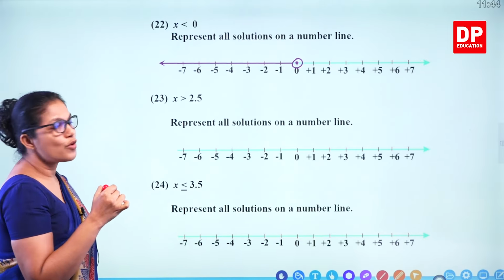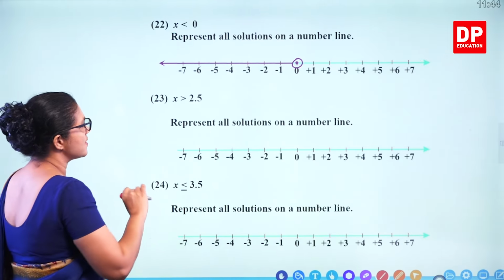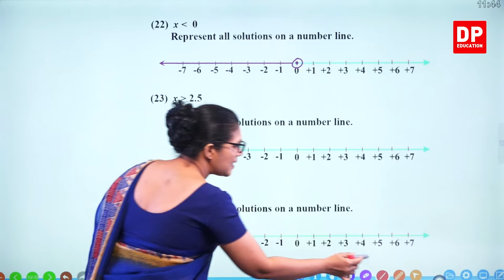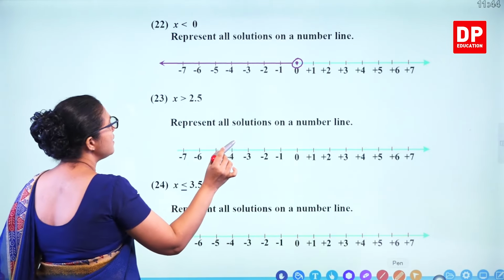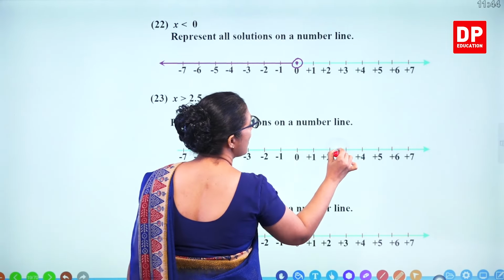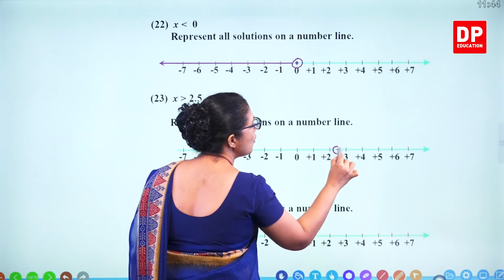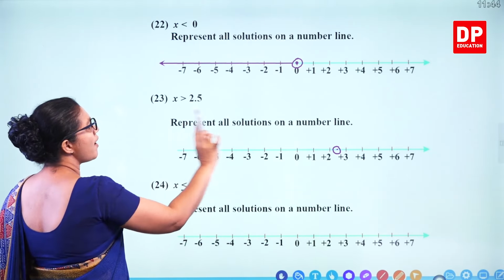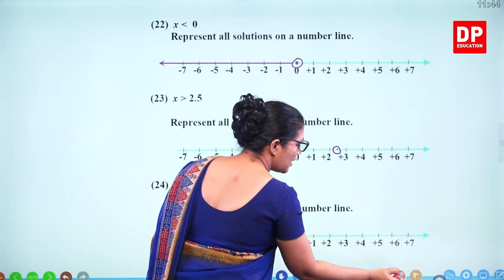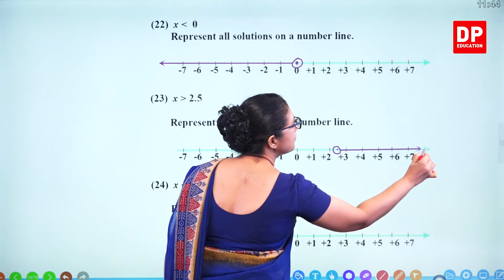x greater than 2.5. All solutions. So 2.5 means in between 2 and 3. So 2.5 is here and this is not included, so you draw an open circle there. And greater means towards right hand side.